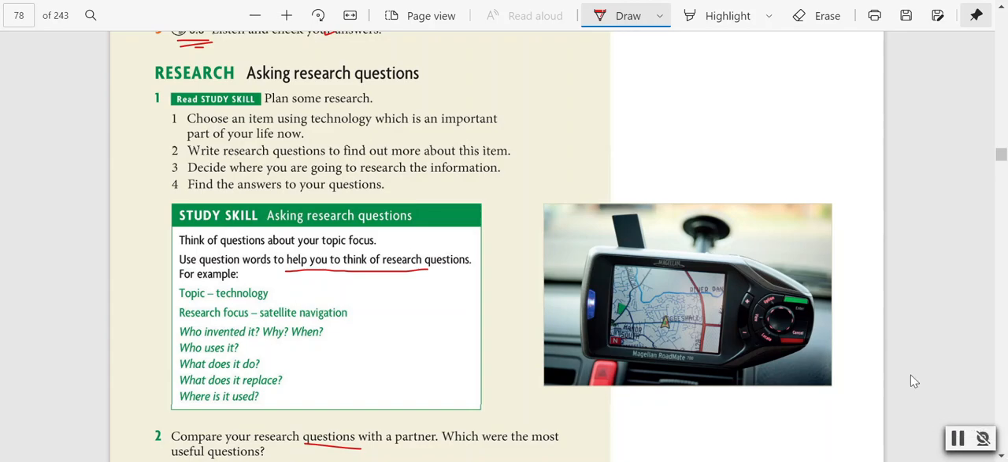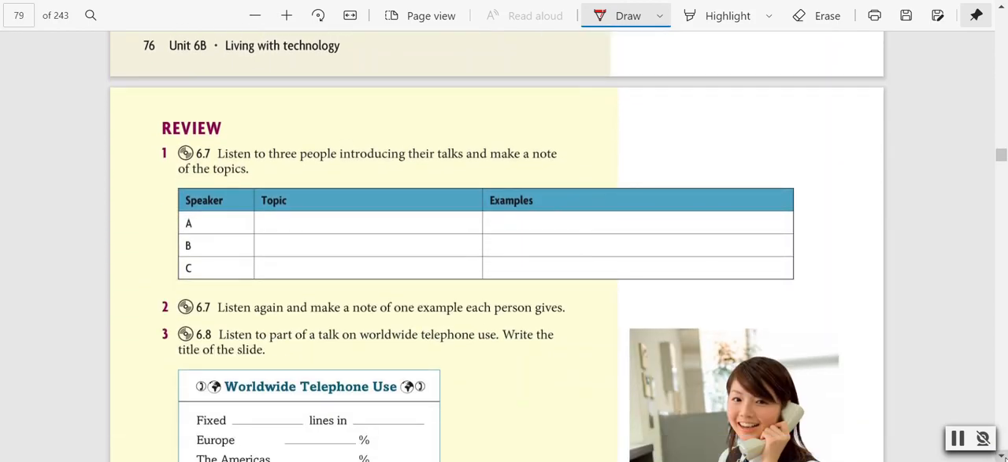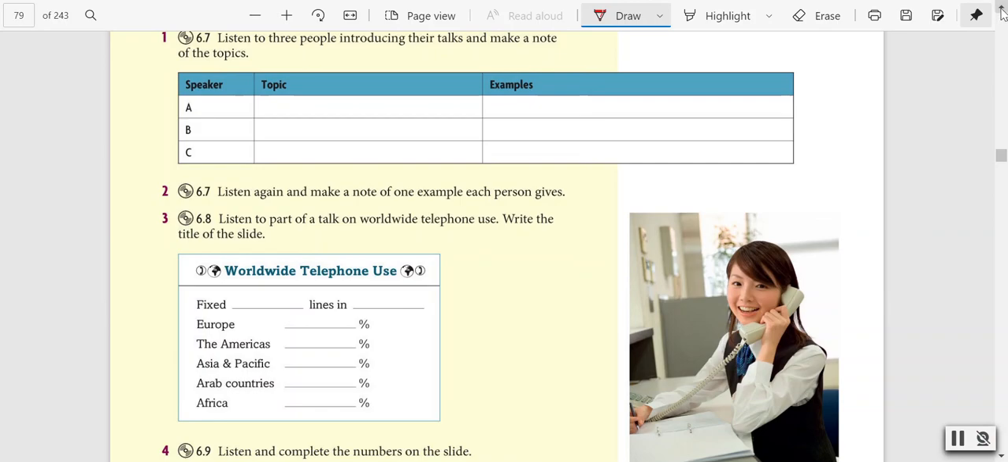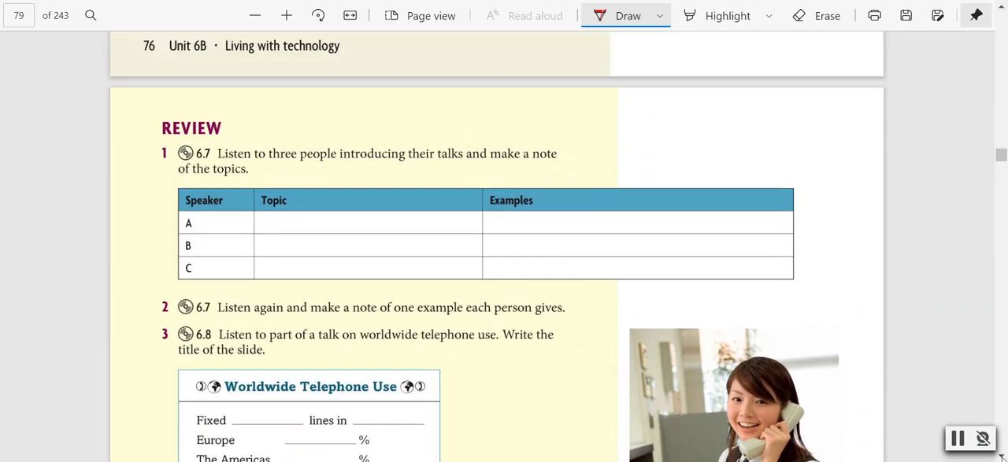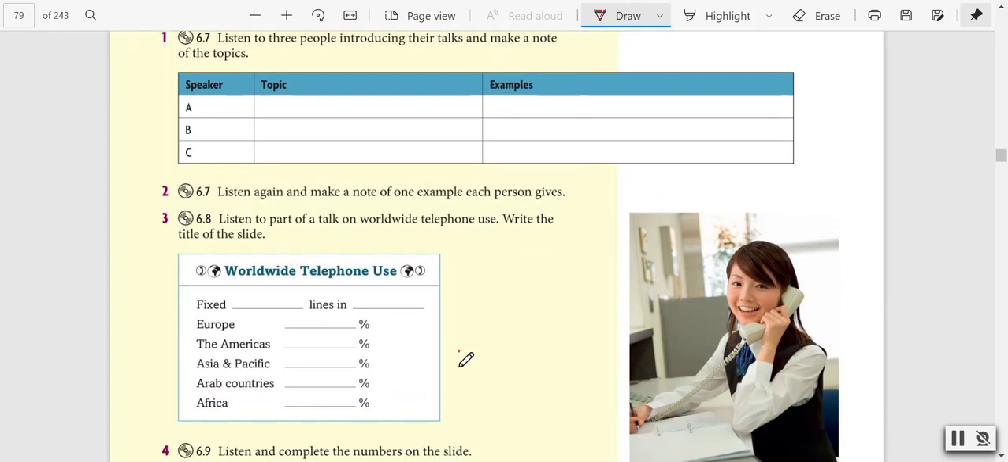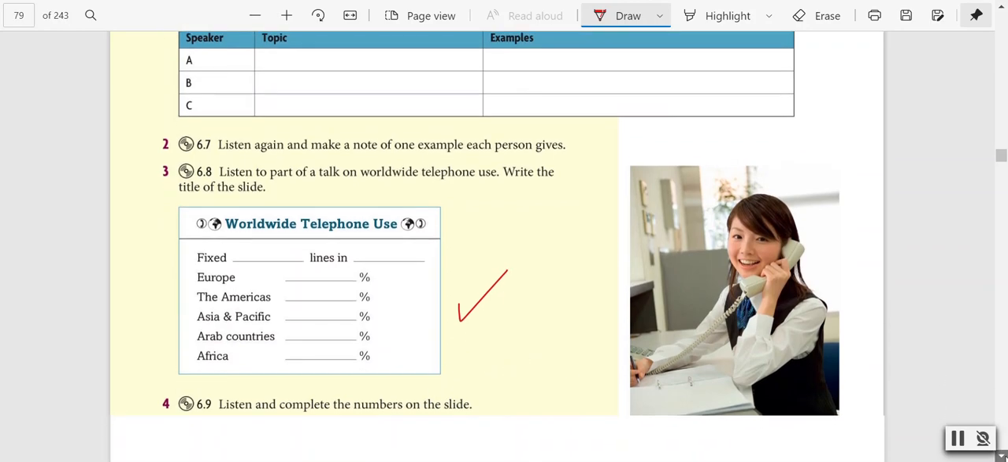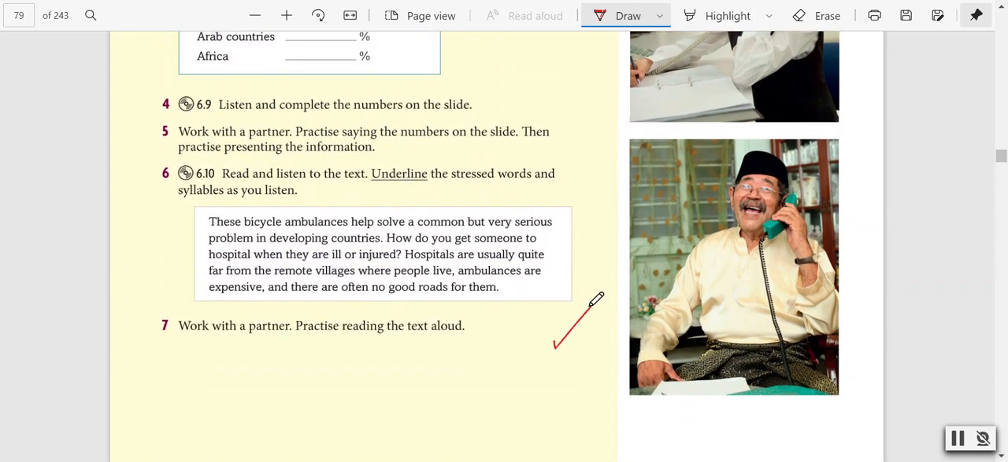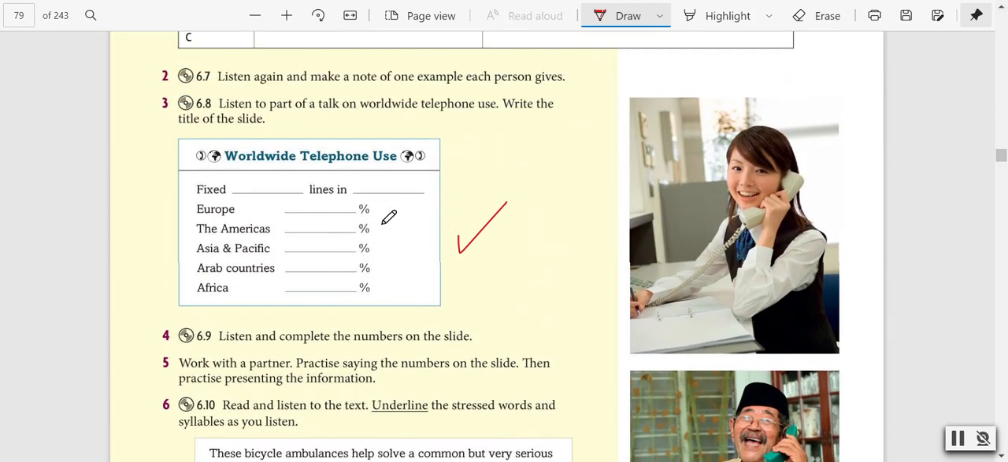And I'll upload the review of Unit 6 in another video. Check the review. Let me show you. Okay, check this information, check these exercises that we have in this review. Try to do number 3 and number 6. That will be homework for you. Talking about numbers, and the other one, underlining syllables and keywords.